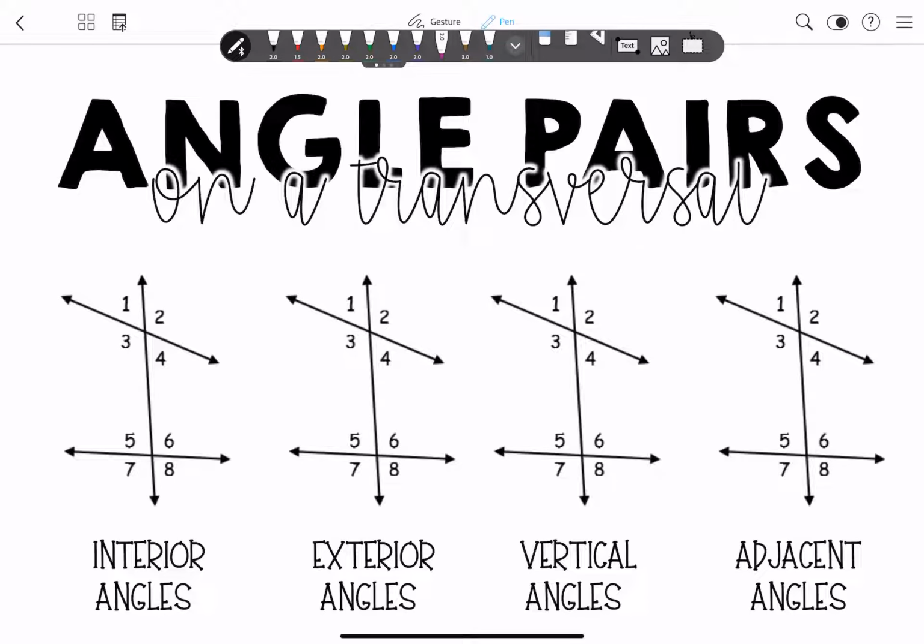Hey everybody, so we're going to be talking about angle pairs, but now on a transversal. So remember that a transversal is a line that cuts across two or more coplanar lines. All right, I am going to be using color, and I'm going to be using up to 4 different colors.